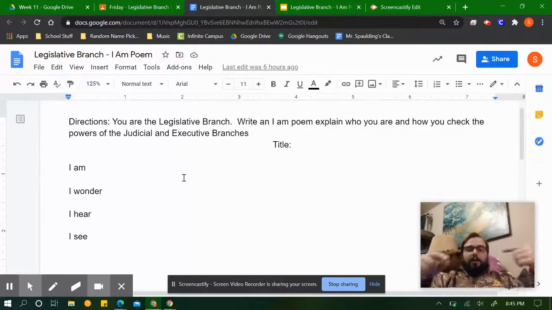All right, your directions. You are the legislative branch, or you're a person in the legislative branch, okay? Write an I am poem to explain who you are and how you check the powers of the judicial branch and the executive branch, okay? So first thing, title your poem. Second thing, just write your poem.